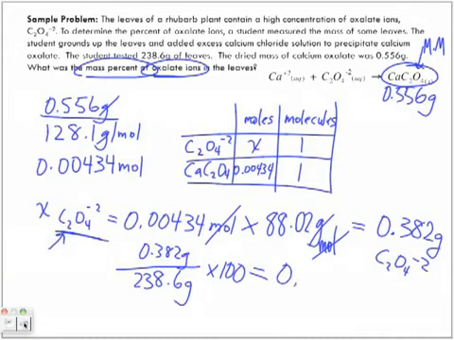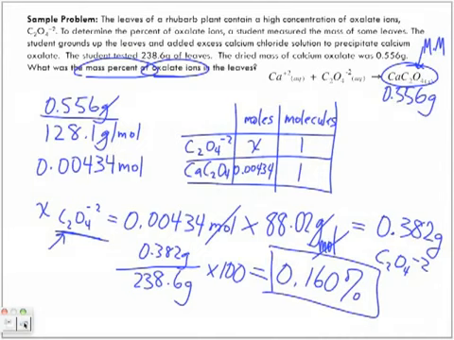The percent comes out to 0.160, with three significant digits, as in our question. So the answer is 0.160%. So, the mass percent of the oxalate ions in the leaves is 0.160%.